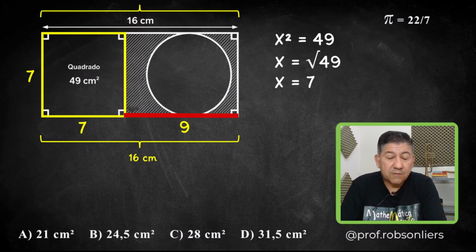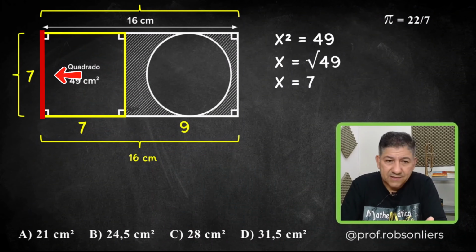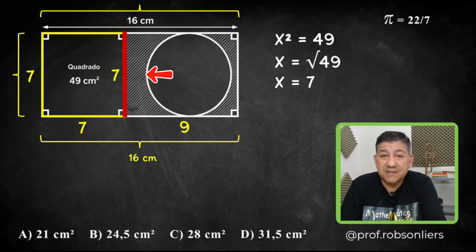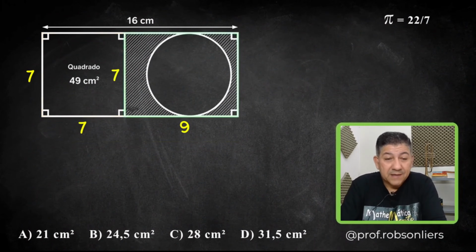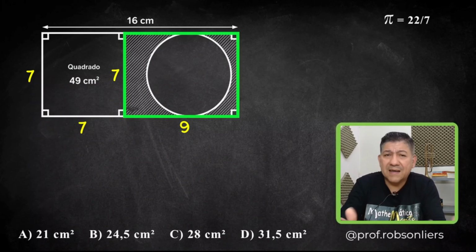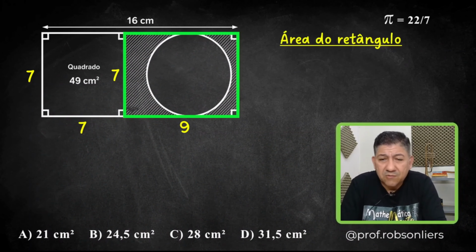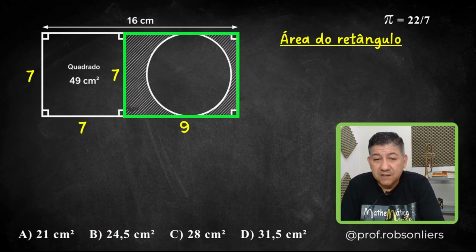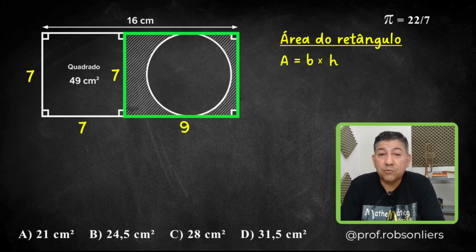9 centimeters. Now let's use our brains a little. Look, this side of the square here is equal to 7, right? If the square has all 4 sides equal, then this side here is also 7. So what do we conclude? That we've found the base and the height of the rectangle here, right? The base is 9 and the height is 7. That's exactly what we needed to calculate the rectangle's area, right? So let's calculate the area. Calculating the area of the rectangle, the area is base times height, where the base is 9 and the height is 7.